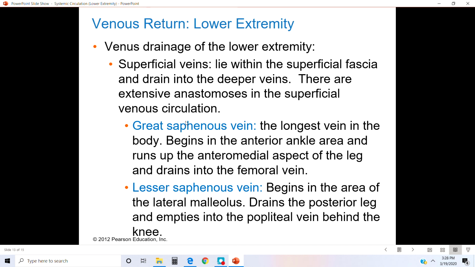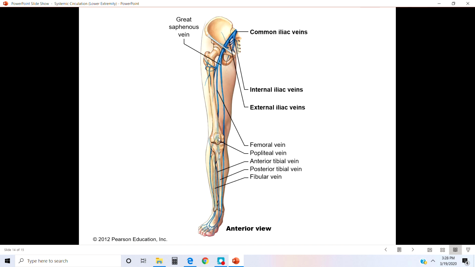Well, we have the same thing in the lower extremity. However, there's two of them that I'd like you to know. The longest vein in the body is called the great saphenous vein. This is an important vein clinically because they try to preserve this vein. If somebody needs a bypass, say a triple bypass or a quadruple bypass, this is the vein they take out, this great saphenous vein, and then they cut it into pieces so they can use it for a coronary bypass.